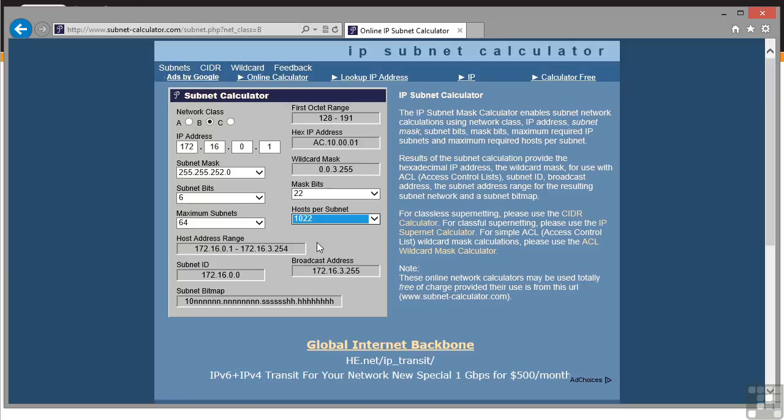Don't rely on this. This is a great tool to learn with and play around with, but you need to know how to do this using a calculator as well, how to work out the number of bits. So experiment. Try to work out the bits you would require and the subnet mask you need on a calculator, and then compare it to the results that this tool gives you.